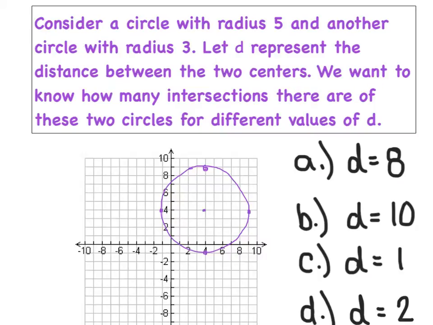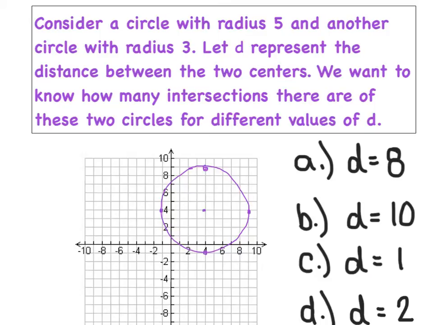And we want to know how many intersections there are going to be between these two circles for different values of D. So let's start off with this one. What if the distance between the two centers was 8 units? So what I'm going to do is, I already drew the first circle that had a radius of 5, and we're going to use the same circle for all of our examples. Now I'm going to try to draw the smaller circle that had a radius of 3.